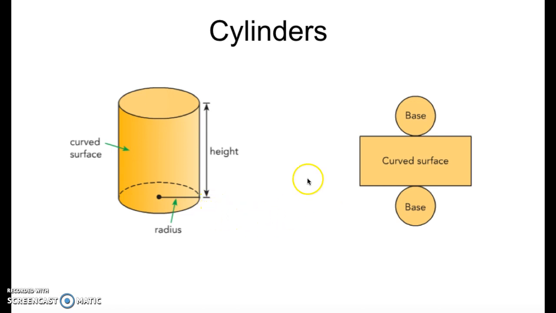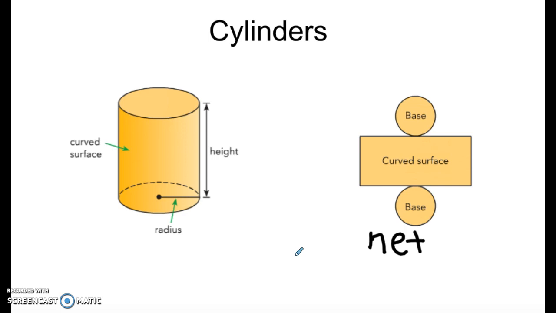If we flattened this shape out, we get something called a net. And this is what the net of a cylinder looks like. Its curved surface is a rectangle and then has two circle bases. So you can kind of think about a soup can and the soup labels.